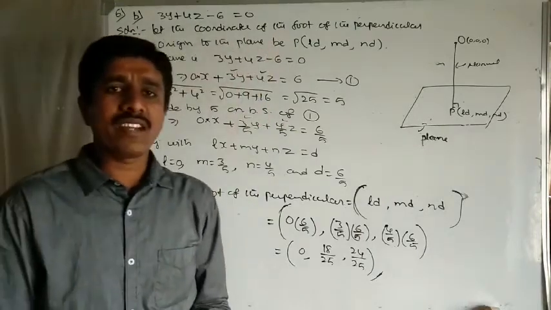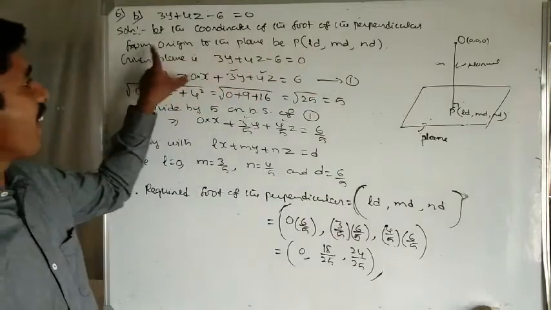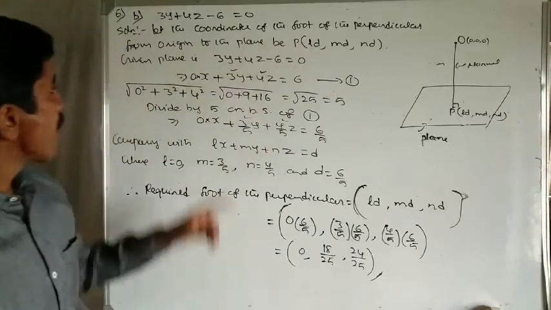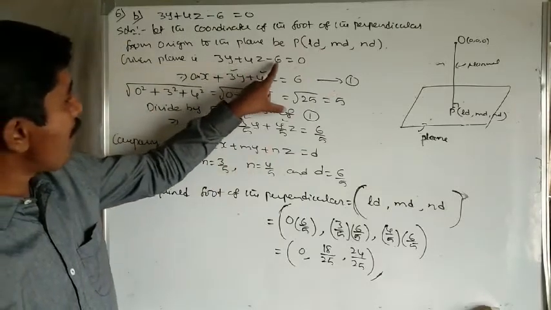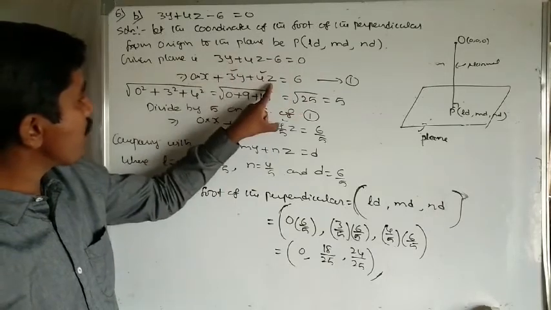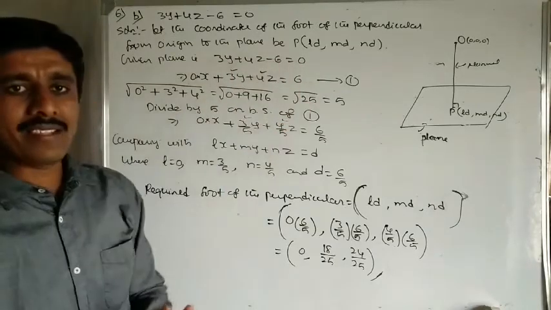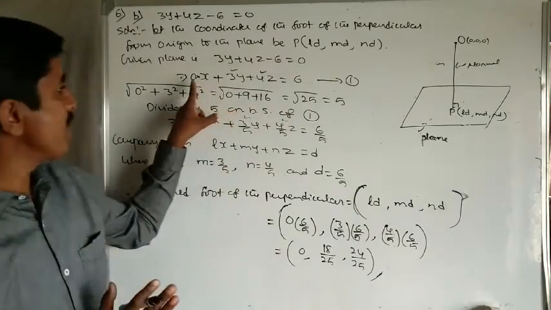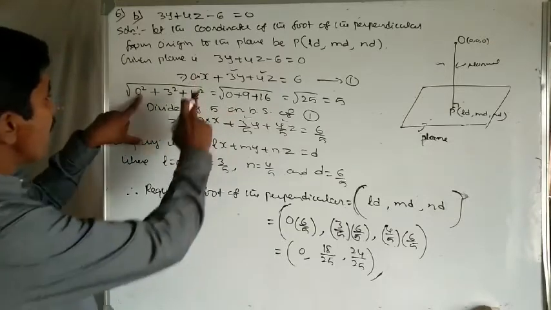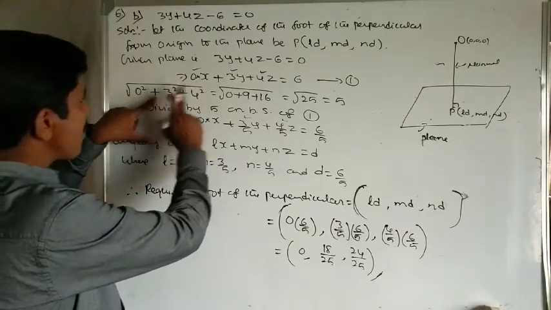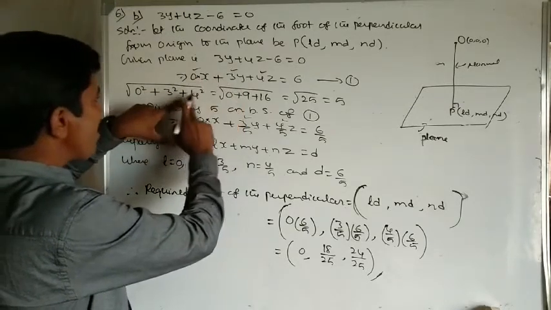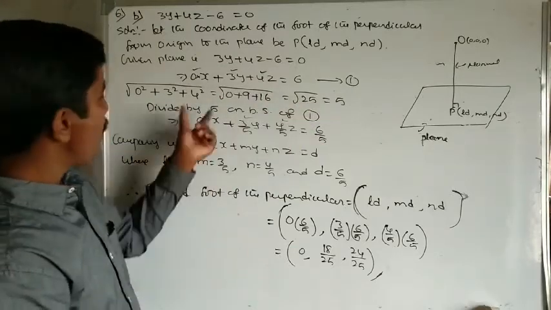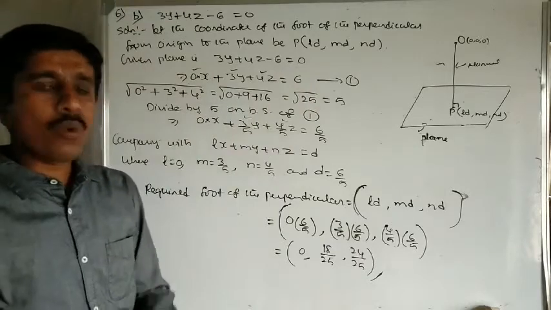Let the coordinates of the foot of the perpendicular from origin to the plane be LD, MD, ND. Given plane 3y plus 4z minus 6 is equal to 0, so 3y plus 4z is equal to 6 on the right side. Here we don't have an x term, which means the x coefficient is taken as 0. Next step, square root of x coefficient 0, 0 square plus y coefficient 3, 3 square plus z coefficient 4, 4 square. Square root of 25, we get 5. Divide this 5 on both sides of equation 1.